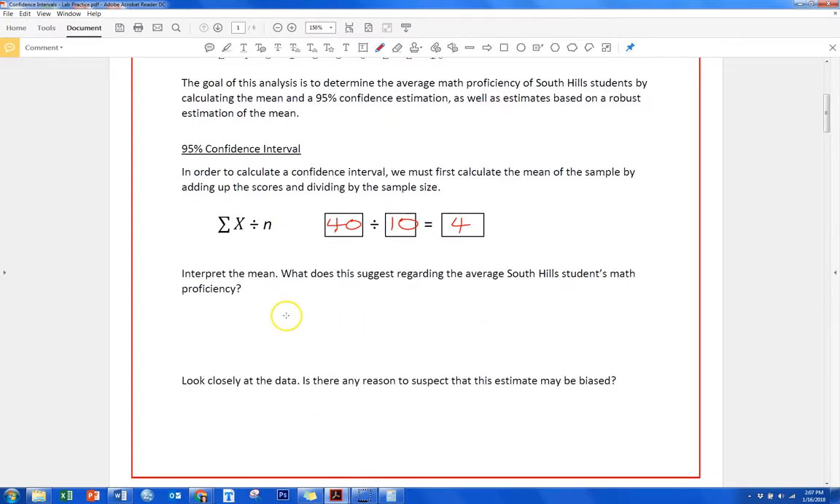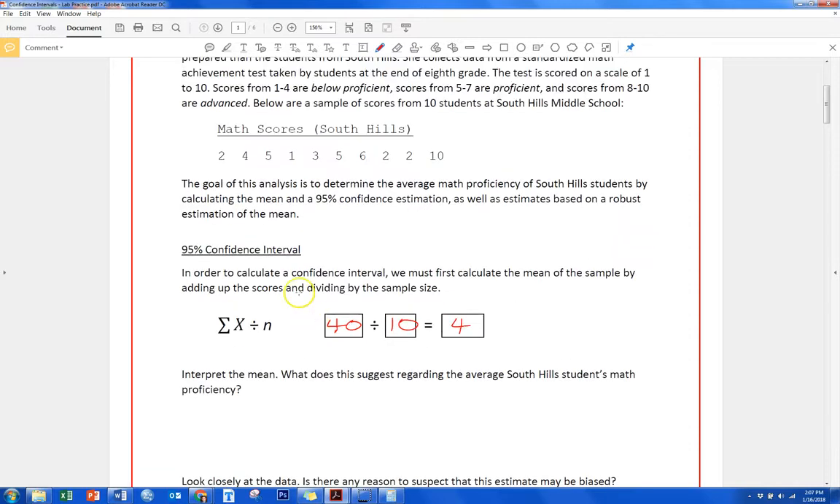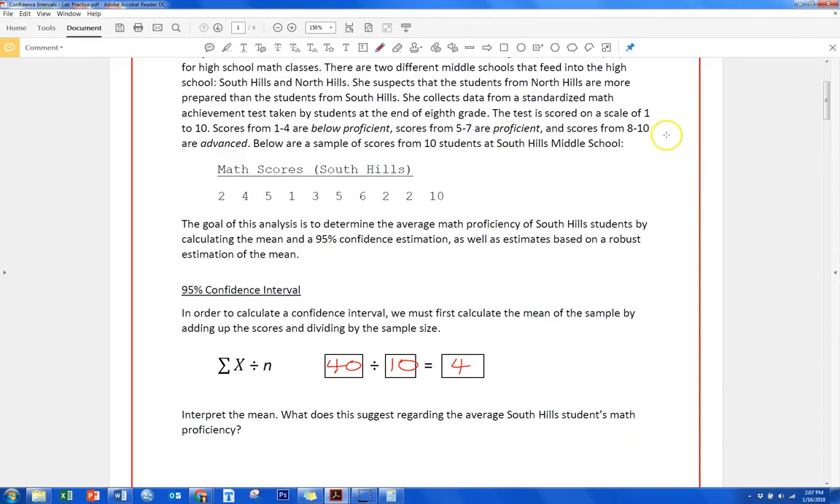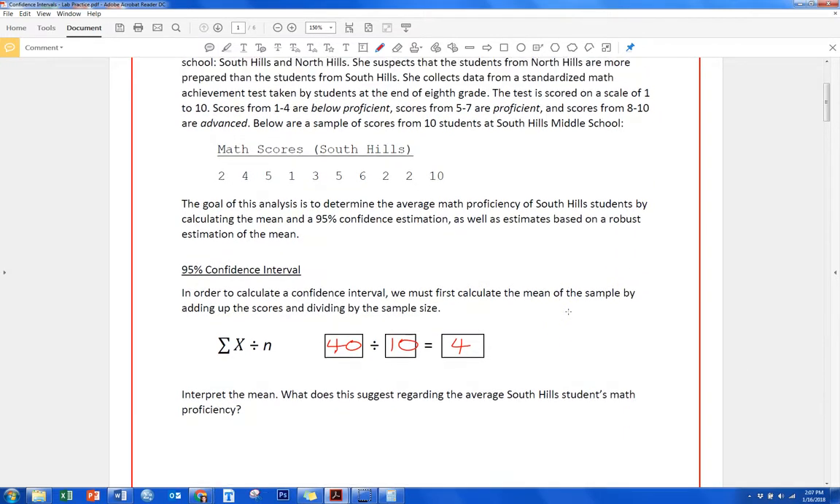It says here, interpret the mean. What does this suggest regarding the average South Hill student's math proficiency? So it's easy when you're doing math to calculate your answer. It's 4, and then move on. But we want to stop and make sense out of it. For one thing, when you calculate, let's say, the mean, you want to make sure that it makes sense, right? So we know that this test is scored on a scale of 1 to 10. Okay, and let's say here for simplicity for this practice lab. Probably would look different in real life.